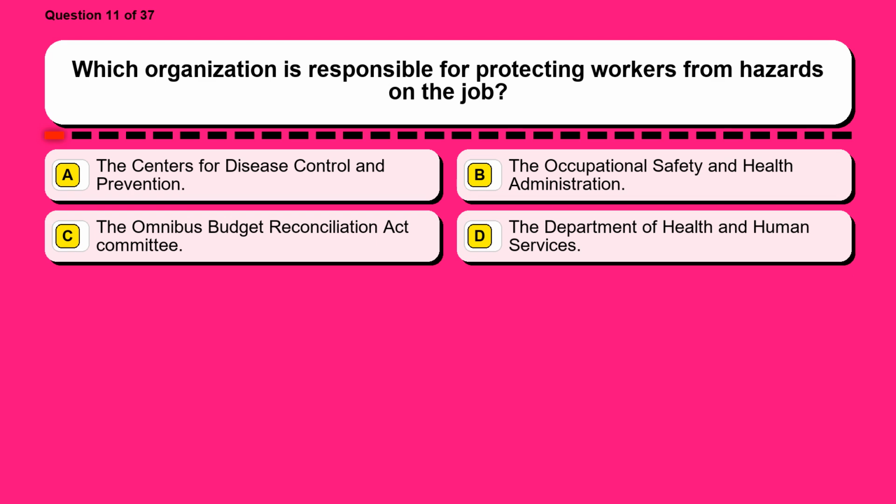Question 11. Which organization is responsible for protecting workers from hazards on the job? Option A, the Centers for Disease Control and Prevention. Option B, the Occupational Safety and Health Administration. Option C, the Omnibus Budget Reconciliation Act Committee. Option D, the Department of Health and Human Services.